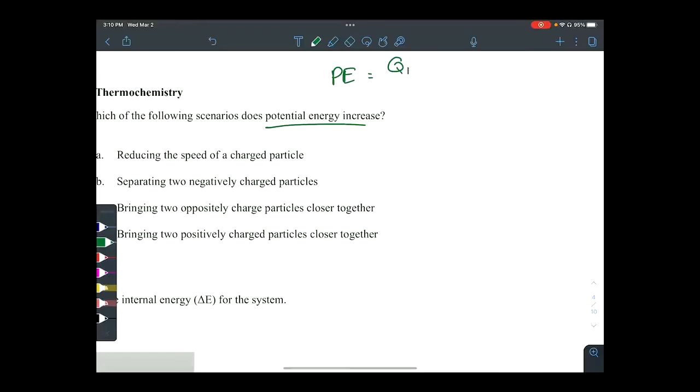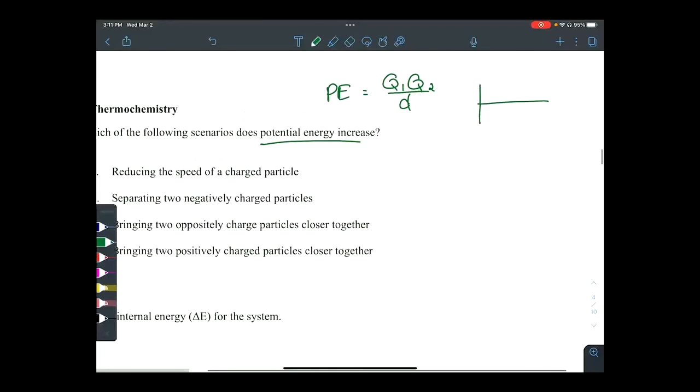Yeah. Q1 times Q2 over D. So Q1 and Q2 represent what? Charges, right? Whether it's positive or negative, or like +1, -2, whatever, that's what Q1 and Q2 is. And D represents how far away they are from one another. So we can make predictions based upon how those different terms change.